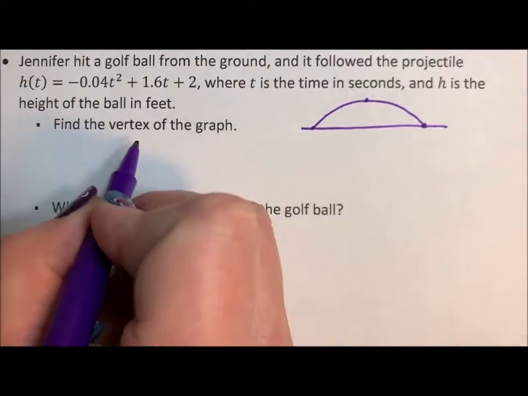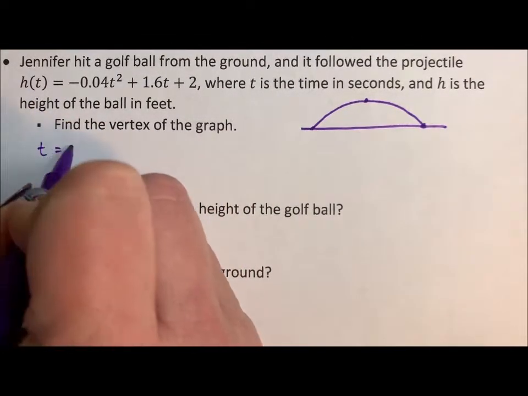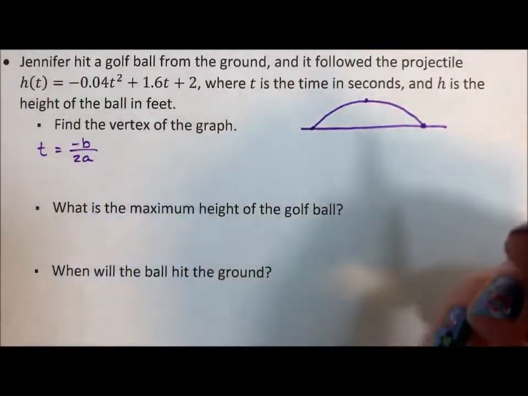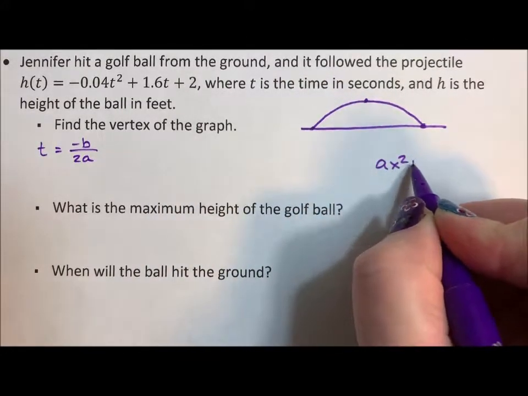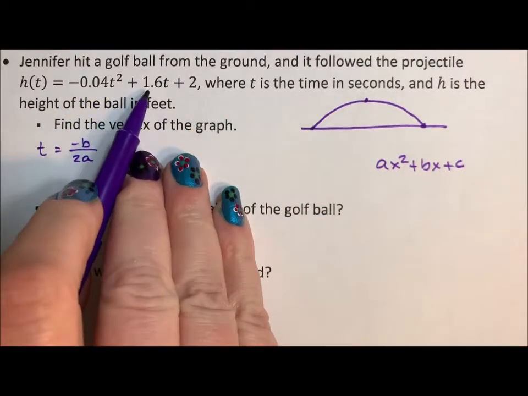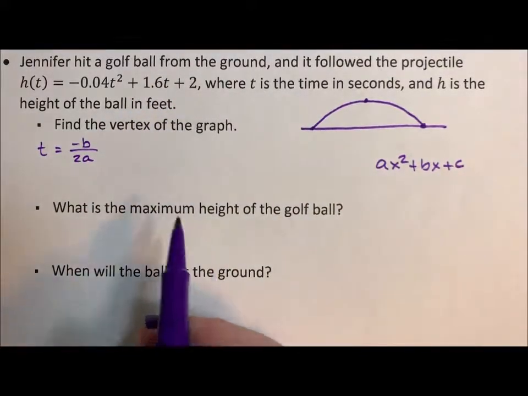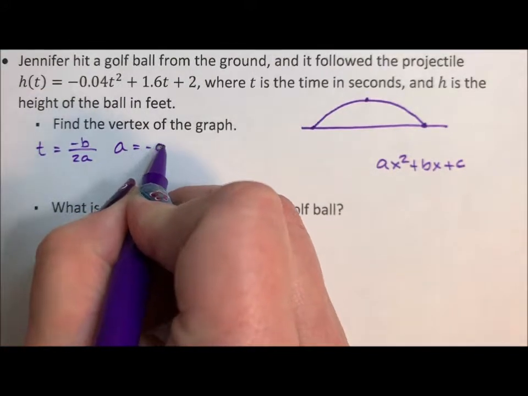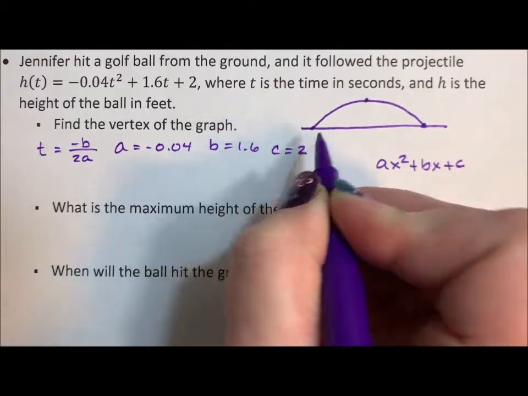So to find the vertex, we do t equals negative b over 2a. Well, what are b and a? A quadratic is anything in the form of ax squared plus bx plus c, where a, b, and c are the numbers multiplied to your squared term, your single term, and your constant. So in the case of this quadratic, a is negative 0.04, b is 1.6, and c is 2.